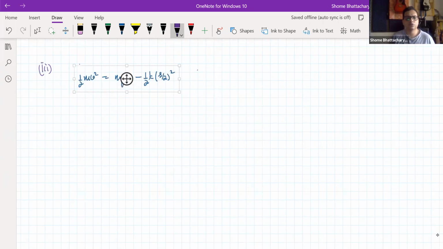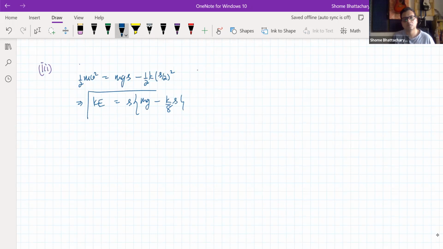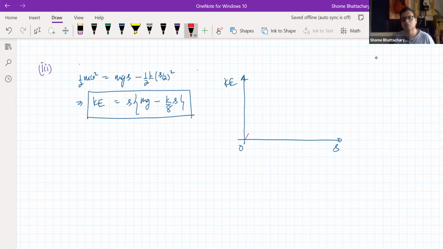Okay, so we have this equation from before. In this, you can see that the kinetic energy is a quadratic function. This has the same graph as that function: kinetic energy versus displacement. We'll only draw that part of the parabola which has non-negative values of kinetic energy, because kinetic energy can't become negative.